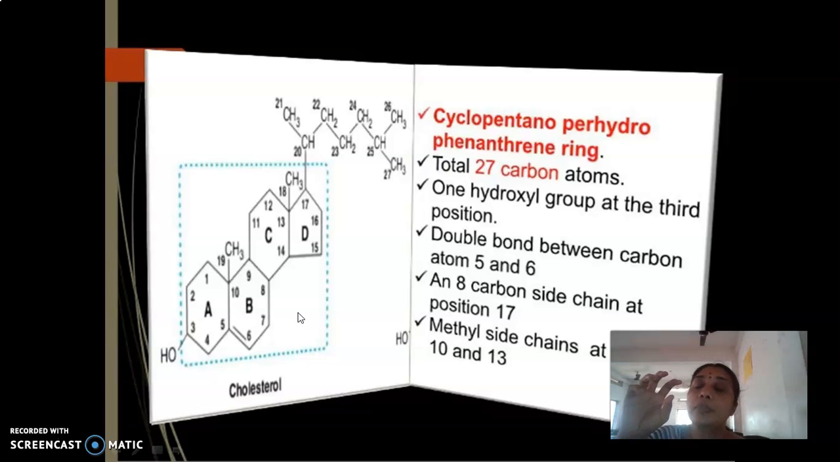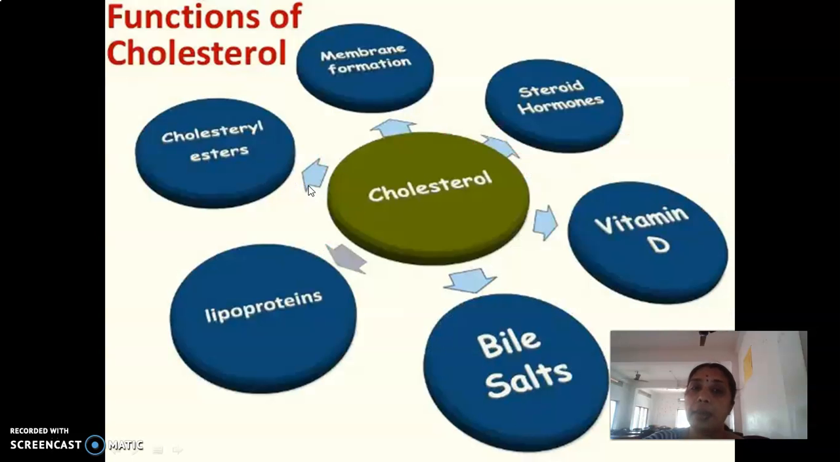In total, there are 3 side chains. The 10th position and the 13th position are occupied by 2 methyl groups, and the third position is occupied by an OH group, right? And there is an isoprene 8 carbon side chain which is located on the 17th carbon atom.